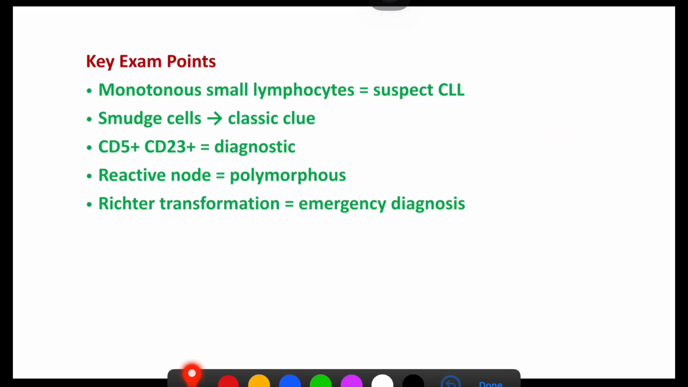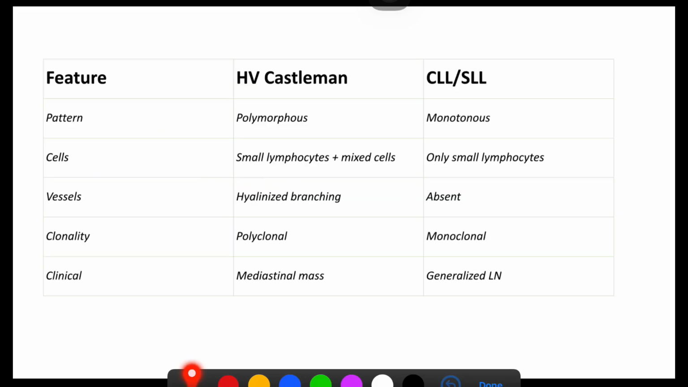So, monotonous small cell lymphocytes, small lymphocytes suspect CLL, smudge cell is classic clue, CD5 and CD23 is diagnostic, reactive node which is polymorphous, and Richter's transformation where it is an emergency diagnosis. So, here you can have differential features of Castleman and CLL, SLL.